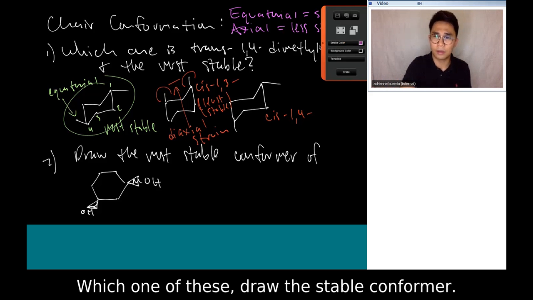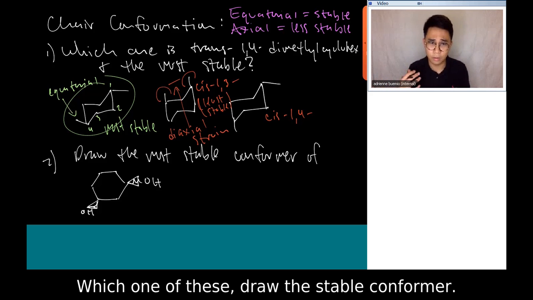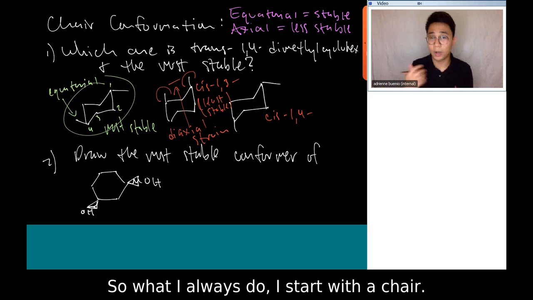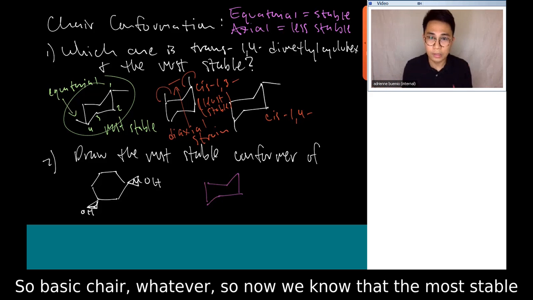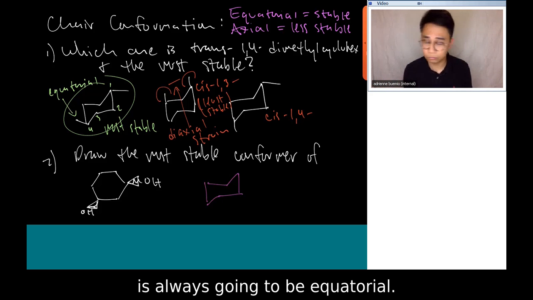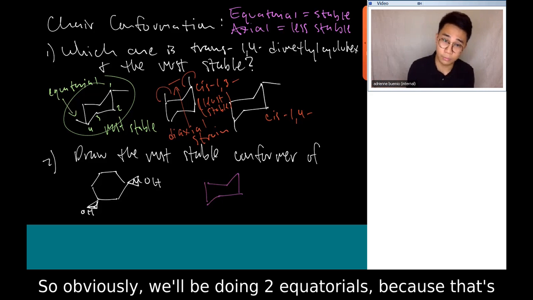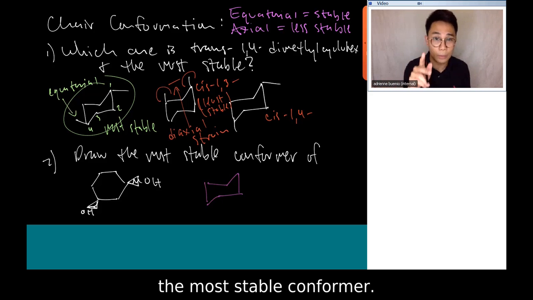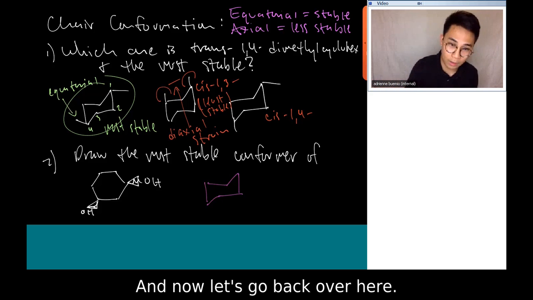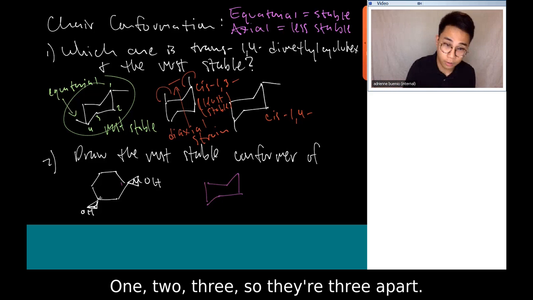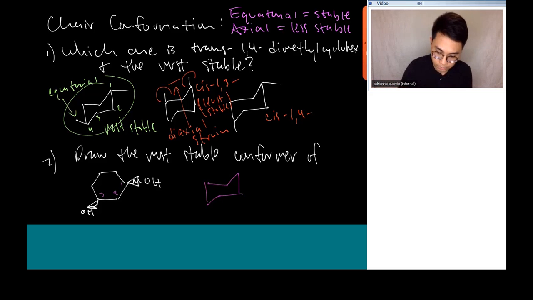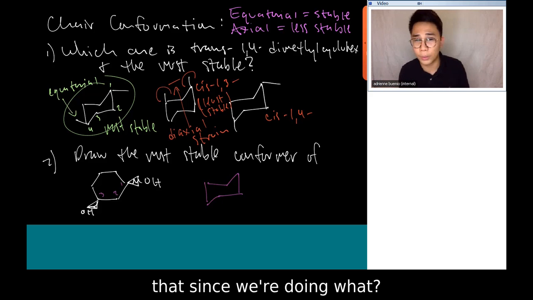Okay, so now let's go to the second one. Draw the stable conformer. So what I always do, I start with a chair. So basic chair, whatever, right? So now we know that the most stable is always going to be equatorial. So obviously we'll be doing two equatorials because that's the most stable conformer. And now let's go back over here. Let's number it. One, two, three. So they're three apart, right?